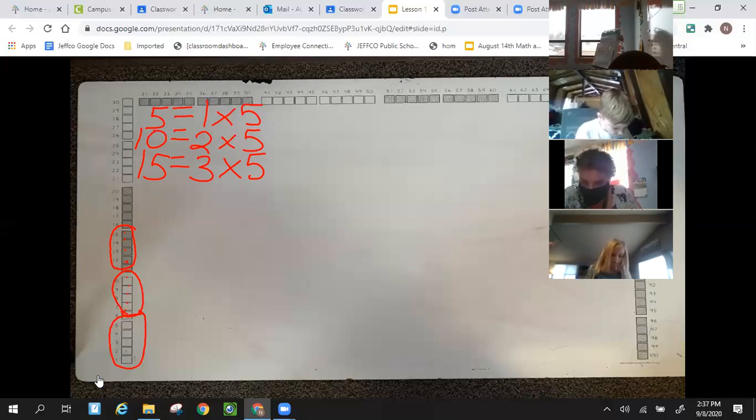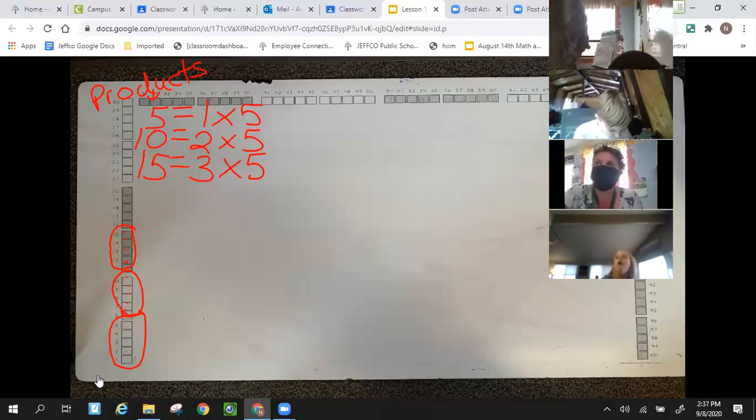Looking good. So on the side here, I'm going to introduce a new word for you. The answer to these multiplication equations or problems are called products. So 5, 10, and 15, there are count 5s, but they're the products. So let's say that word in a high, squeaky voice. Ready? Products. Say it with me. And now say it in a deep voice. Okay, now whisper it. So that is what we call the answer to a multiplication equation. They are called products. Let me hear you at home. Products.